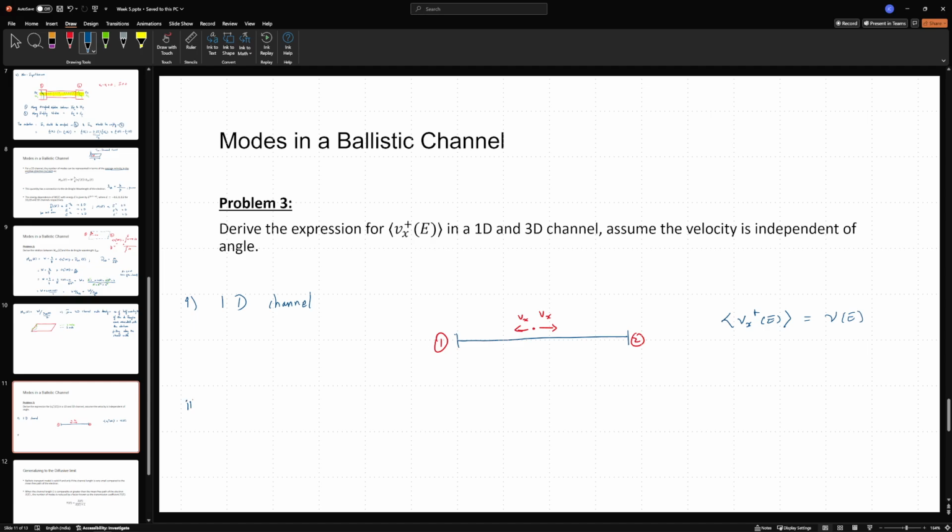Now look at the second case, which is the 3D channel. Now for a 3D system, I need to draw a little bit more. I will have two angular directions. Essentially, there can be two angles that I can measure. Why is this so hard? Essentially, this, yeah.